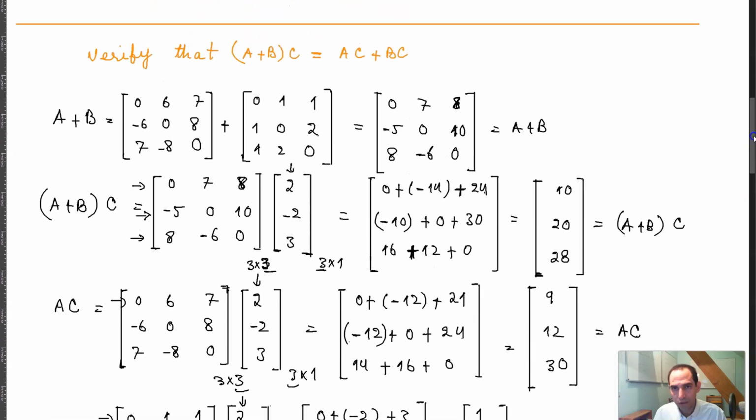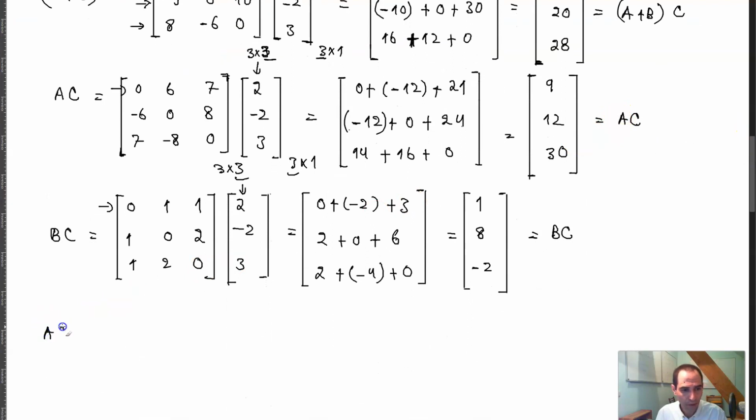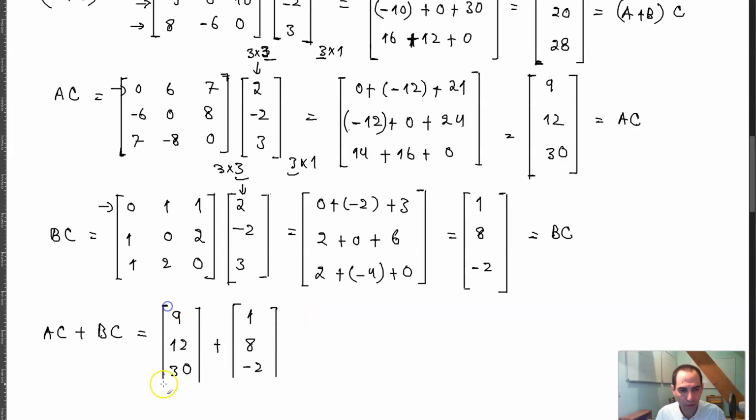Now, over here I need to calculate A times C plus B times C. So A times C is this, and B times C is equal to this matrix. So I add them together. And adding is, of course, commutative, meaning that you can write A times C plus B times C or B times C plus A times C. That would give you the same thing. So 9, 12, 30 plus 1, 8, negative 2. That gives you 10, 20, and 28. Now, this is A times C plus B times C.